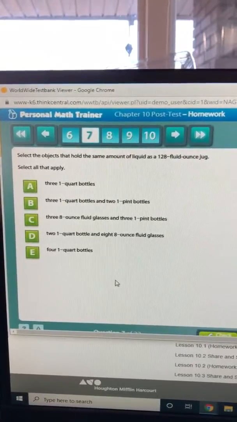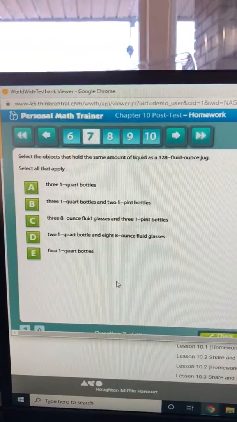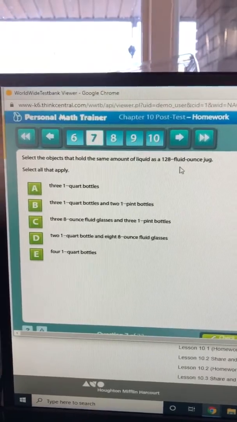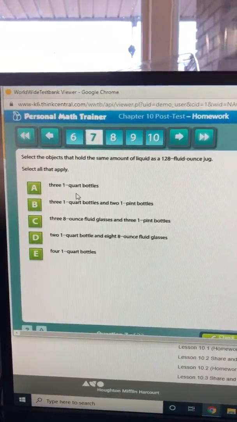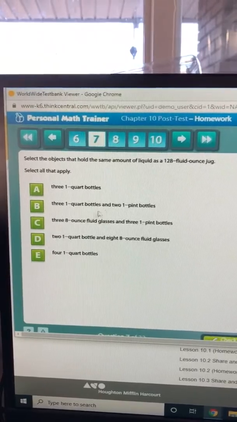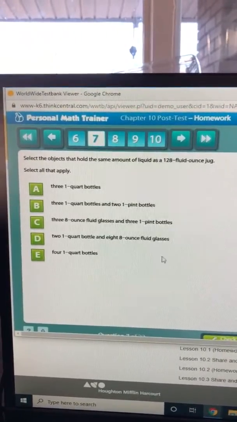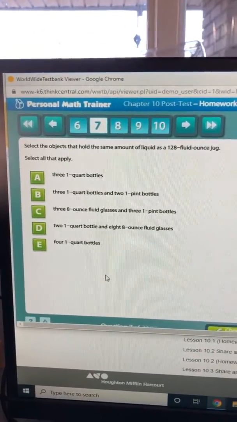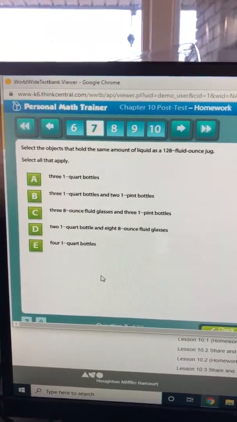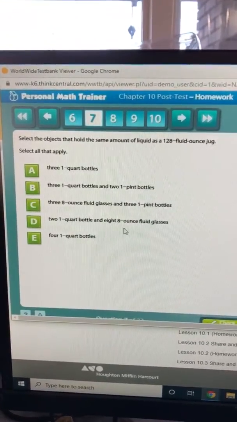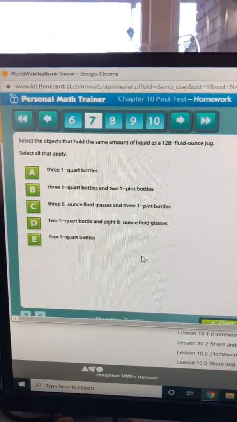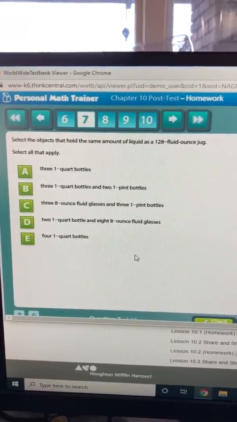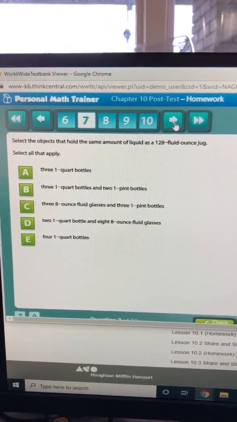Select the objects that hold the same amount of liquid as a 128 fluid ounce jug. Okay, how many ounces are in what? 3 1-quart bottles? 3 1-quart and 2 pint bottles? You've got to figure out how to break those ounces into different groupings. Quarts, pints, how about 2 1-quart bottles and 8 8-ounce fluid glasses. I'm going to tell you right now, try this problem. It's hard and it's probably not going to be on the test. But if you can do it, it means you've really got the skill.